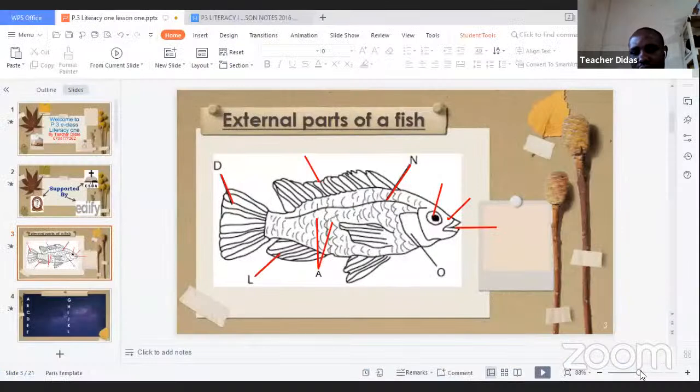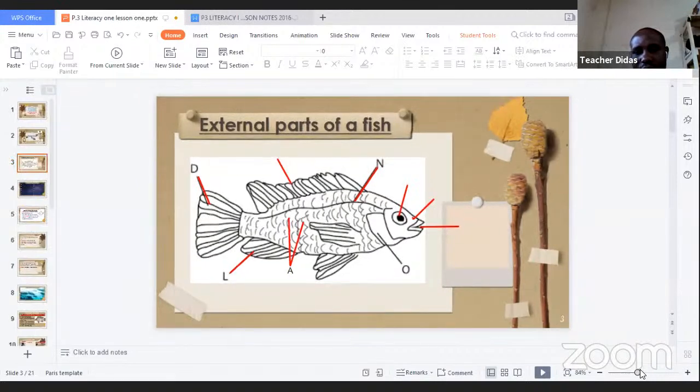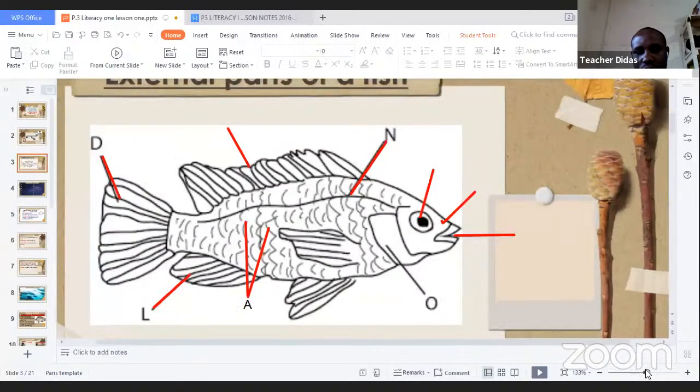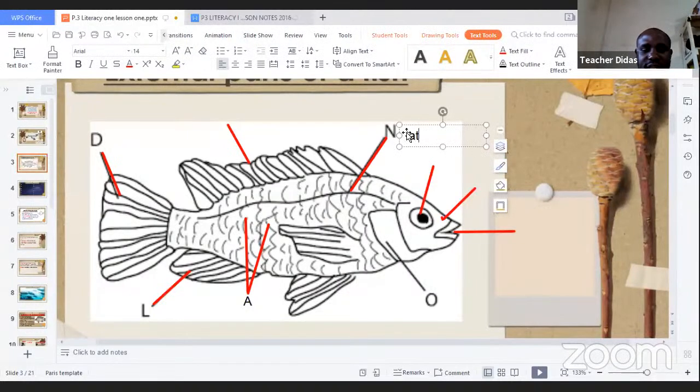So when you look at these parts of the fish we have given, we can go on and see, okay? Part N, what's the part N? I told you we have got part N. Part N is called the lateral line. It's a line moving through those parts, and its name is called the lateral line. So we cannot fail to name part N as the lateral line.